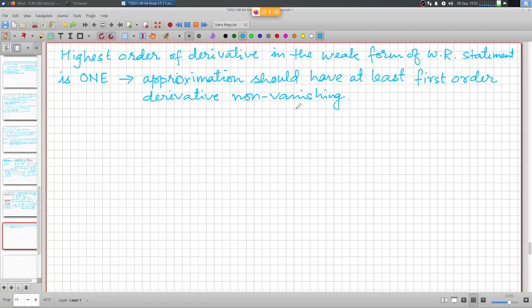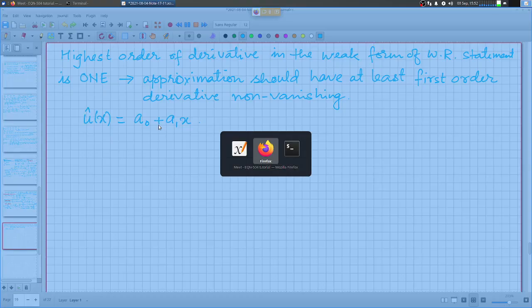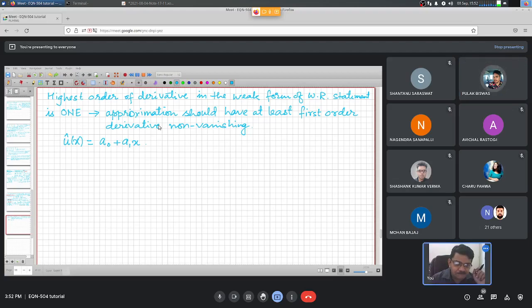Right? So that means u hat, the approximation for u hat, can be a0 plus a1x. Sir, suppose u is a second order polynomial. Then, in that case, does the weak form have some added advantage or not? While I was doing that home assignment problem, for both formulations we are getting the same answer. So, what is the advantage of this weak form?